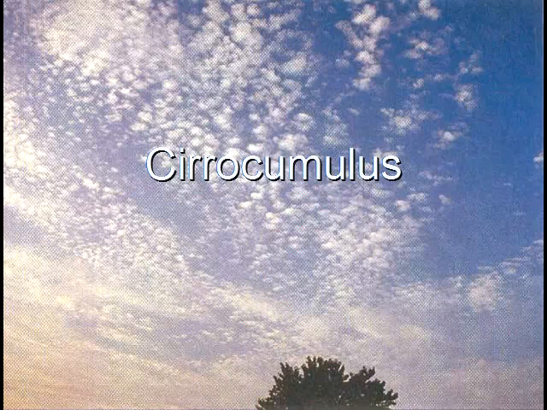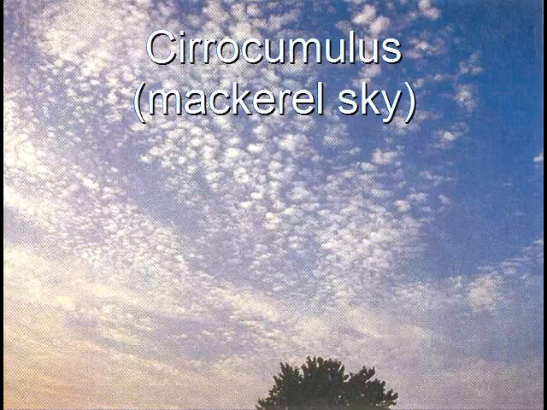Cirrocumulus clouds occur due to thickening of cirrus clouds. They are causing ripples, waves, or a billowy appearance which resembles fish scales. The nickname for this phenomenon is a mackerel sky.